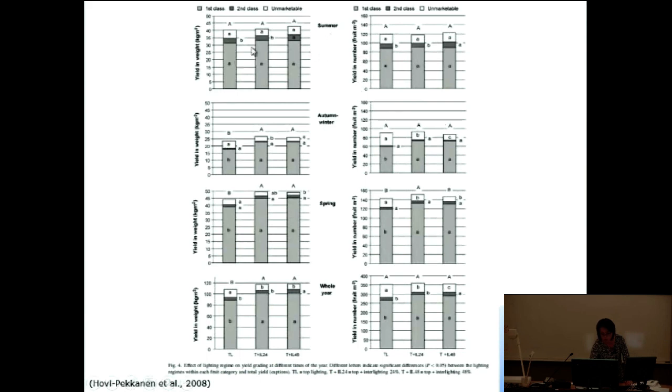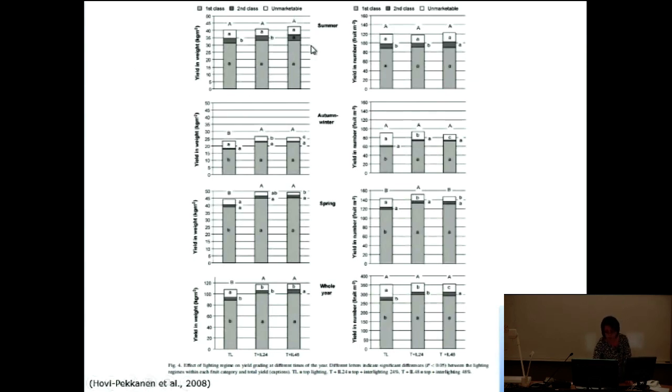During summertime, the left bar is the top lighting only. The second bar is 24% interlighting, 76% top lighting. The third one is 48% interlighting and 52% top lighting.